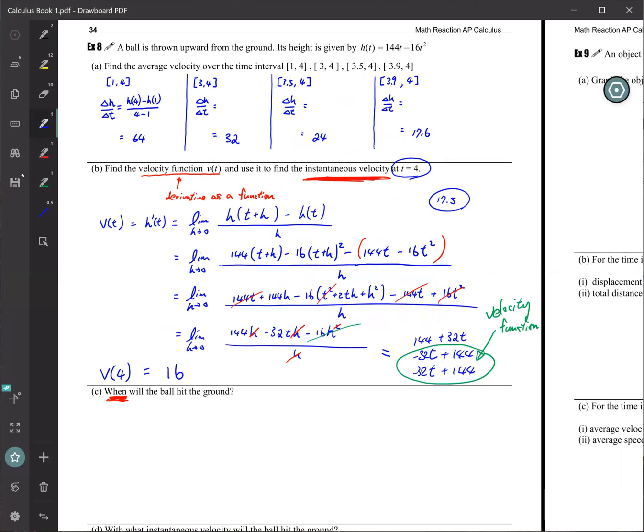144 minus 32t? Hold on, let me write down. 144 minus 32t, yeah? I had it in my head, velocity, but now I'm not sure if it works. I think that should equal to 0. That should equal to 0. So you are saying the velocity will be 0 when it hits the ground? Yes, I think that's what I had in my head.